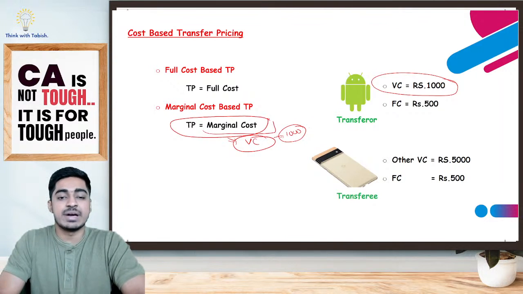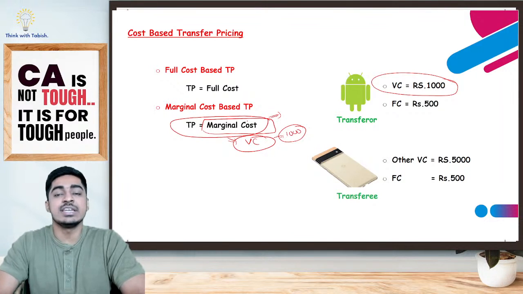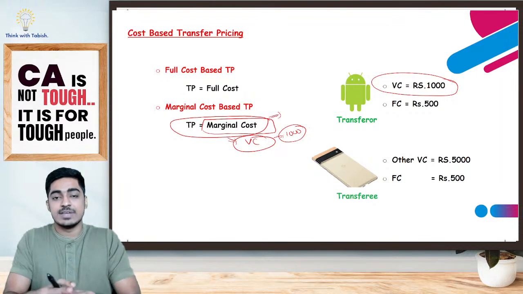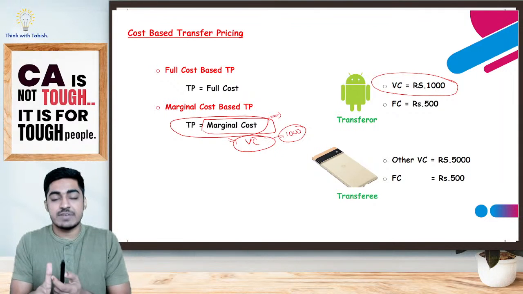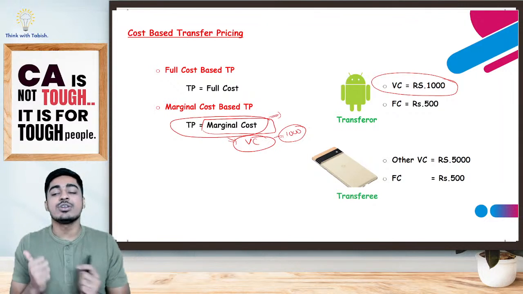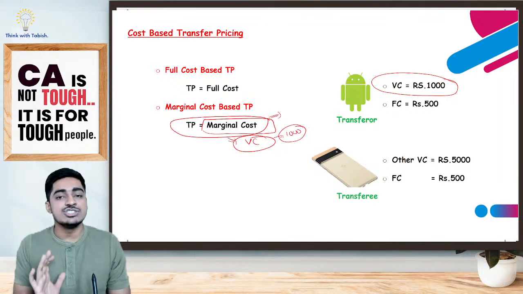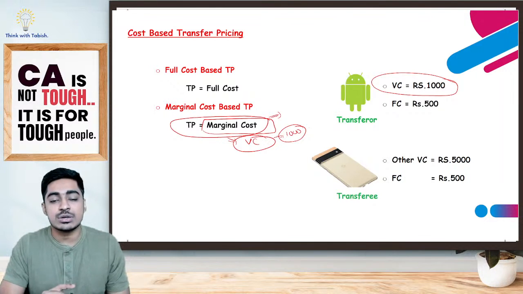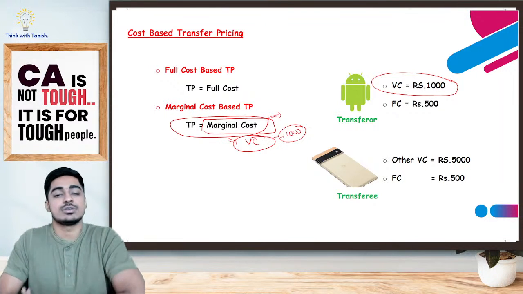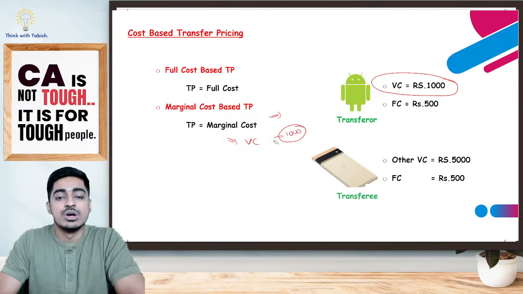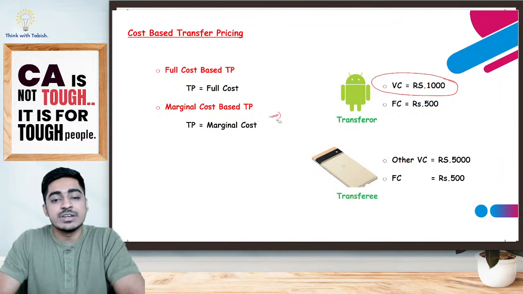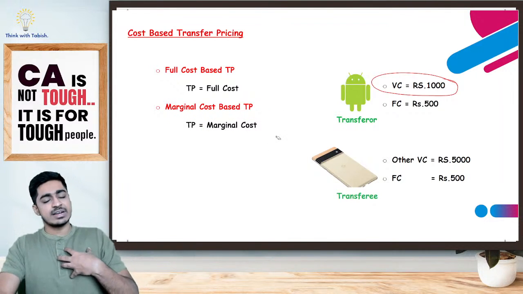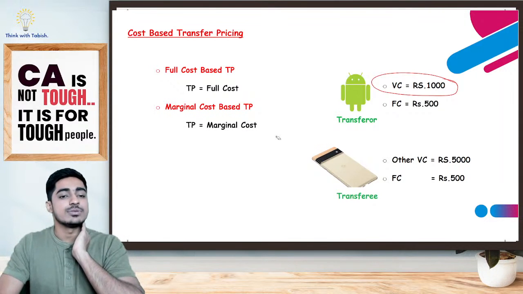However, the complete marginal cost, we have already discussed in the decision making chapter. What all will we be having in marginal cost, students? We will be having the variable cost, the specific fixed cost, and the opportunity cost. Here we are assuming specific fixed cost and opportunity cost are not there. So the marginal cost is only the variable cost. So Android will say, okay, I will transfer it to you at marginal cost. Whatever I have incurred, 1000, I will give it to you at 1000.